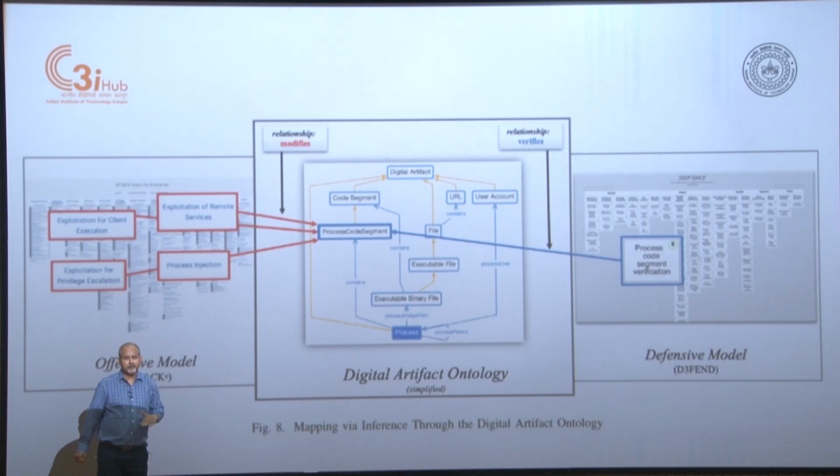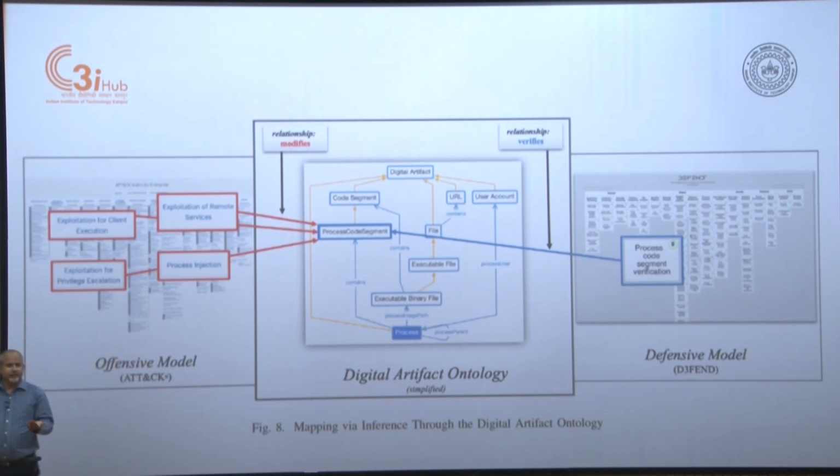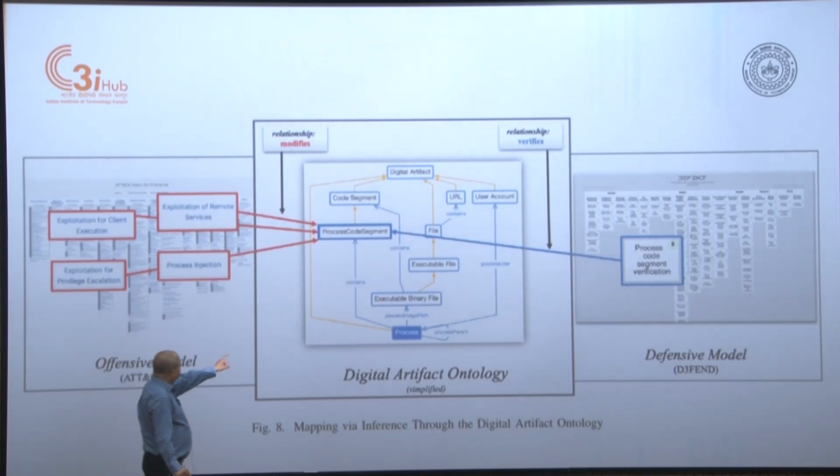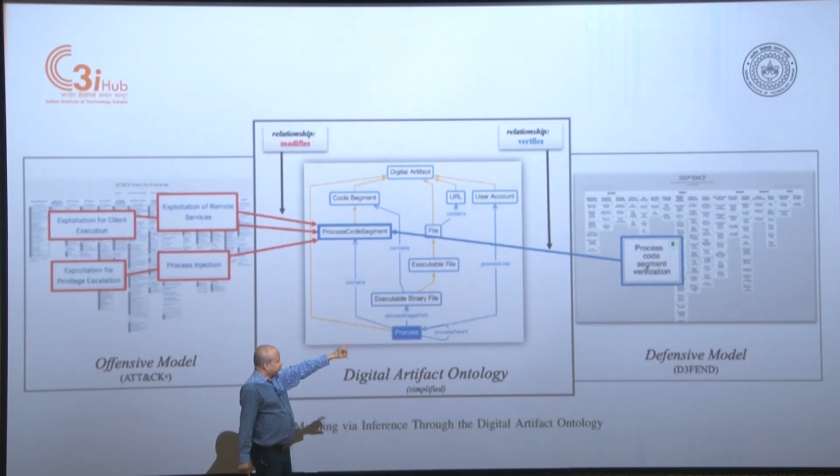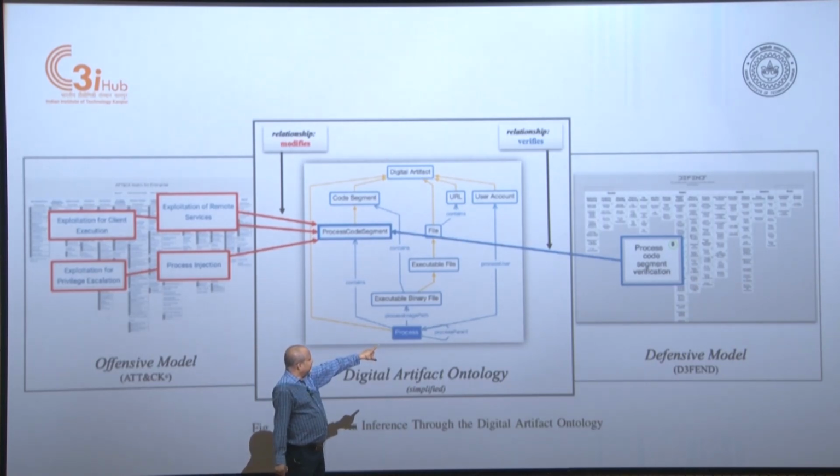So, you know that every process has virtual memory associated with it, and the virtual memory is divided into various segments, and the code segment is where the code is loaded in memory, right. So, process code segment. Now if I know that that is the digital artifact which I should inspect in order to know that something like that is happening, then as we go into defend, we have not gone into the defend yet, but in defend there would be a particular technique called process code segment verification.